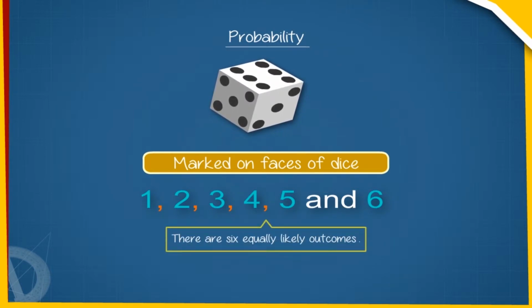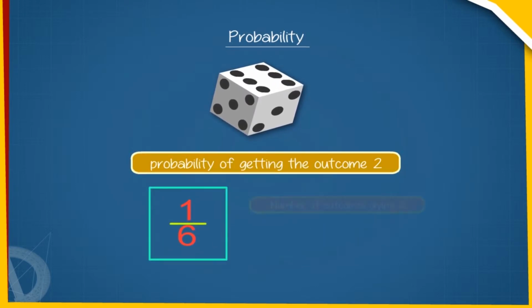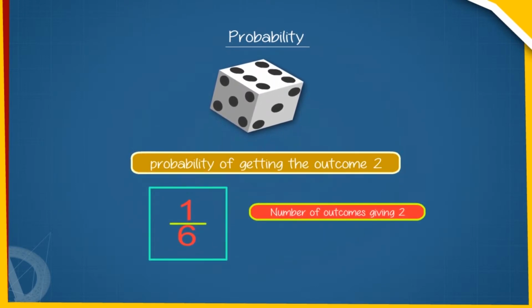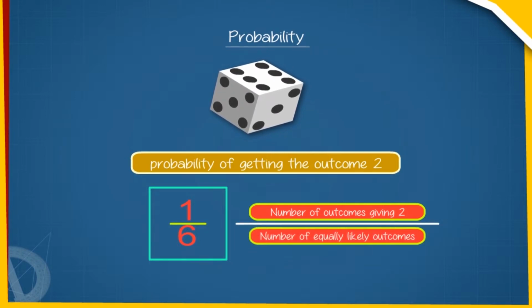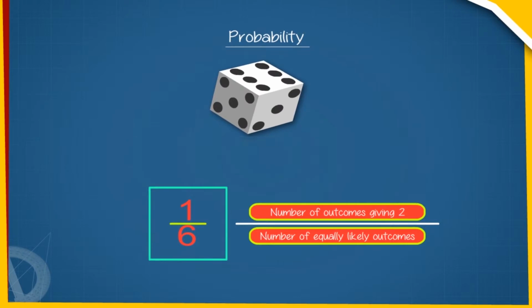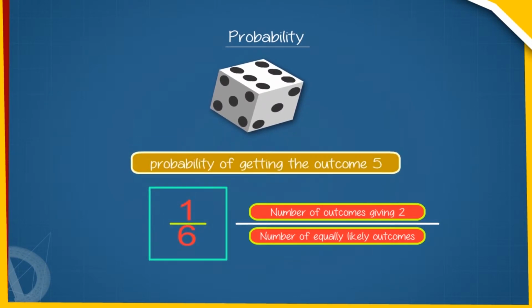What is the probability of getting the outcome 2? It is 1/6. Number of outcomes giving 2 upon number of equally likely outcomes. Similarly, the probability of getting 5 is also 1/6.